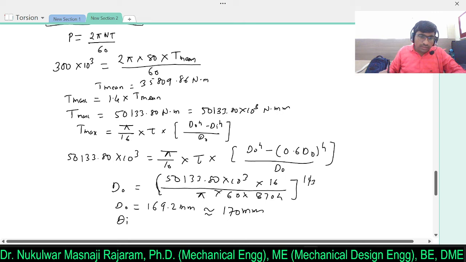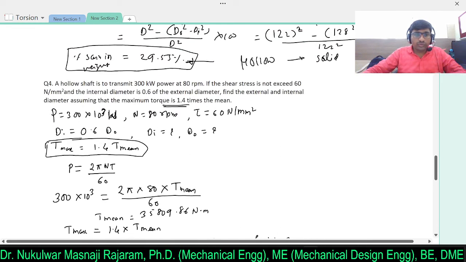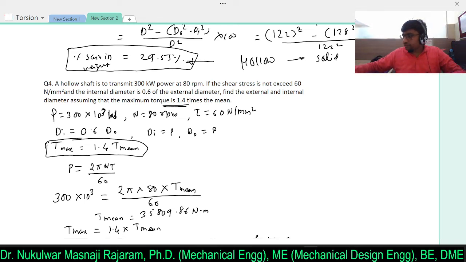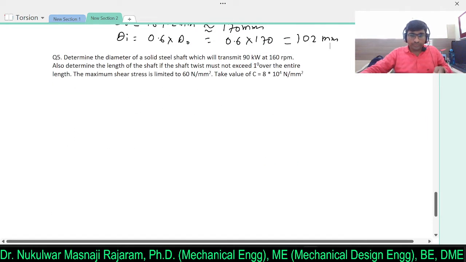Now what is the internal diameter? That is di, equal to 0.6 into do. So 0.6 into 170, it is 102 mm. Clear? So this is a simple numerical, but the twist is in the power formula. Remember, this T is nothing but T mean, and we need to evaluate the maximum torque. Clear? I hope you understand this also.